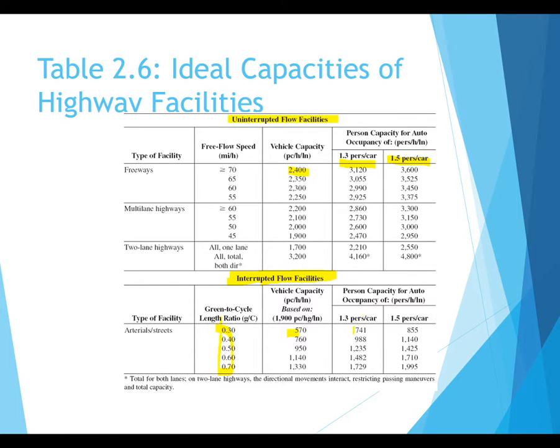Also, when we have different occupancies, 1.3 and 1.5, this is where we can increase the number of people in the car, and from that we can increase the capacity. But you can still see the capacity is a little bit lower than the uninterrupted, and that's very logical because of the high speeds.